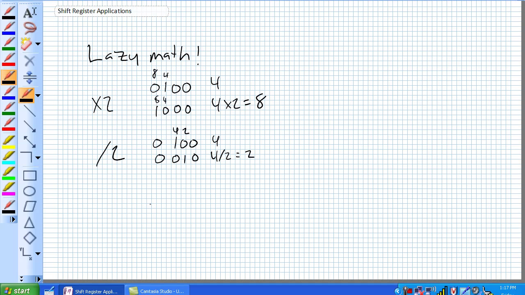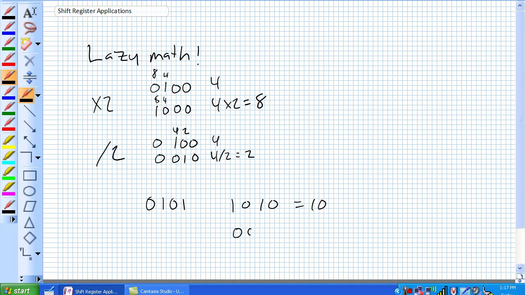For example, 5. Multiply that by 2. Just shift it, and you get 10. Divide it by 2. Shift it the other way. We're going into the decimal zone. Remember, that's 2, that's 1, and that's a half. 2.5. Pretty cool, huh?